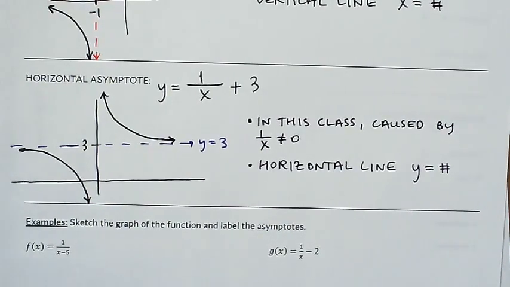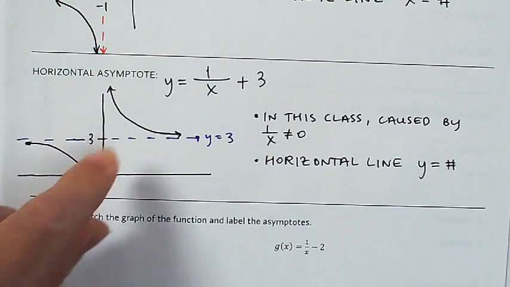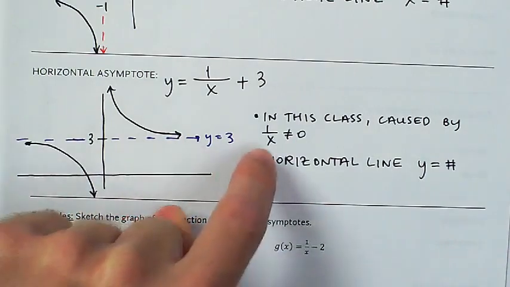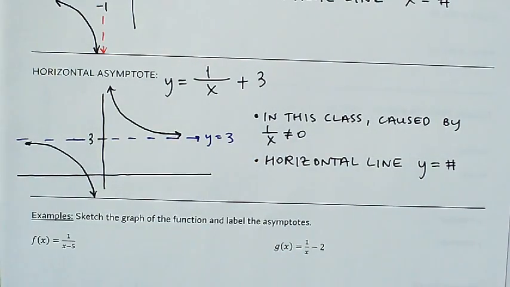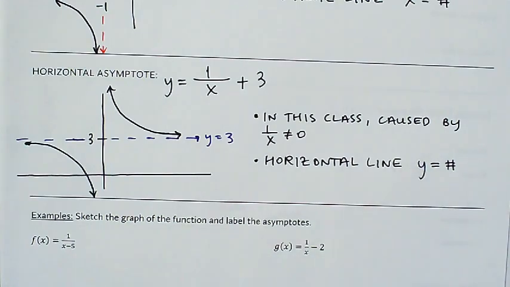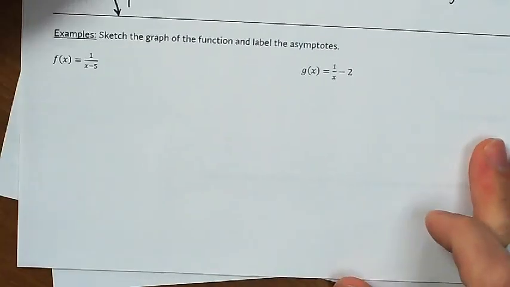Right, so the thing to remember is that in the future, when we let the numerator have zeros as well, there will be times where a horizontal asymptote can be crossed. We're just not going to be dealing with that in Algebra 2. We'll save that one for pre-cal. We're going to say that the horizontal asymptote is caused by the fact that 1 over x can't equal 0. And if it's a horizontal asymptote, it's a horizontal line that's going to have an equation like y equals some number. Okay, so let's do a couple of these and then sketch the graph of the function and label the asymptotes.